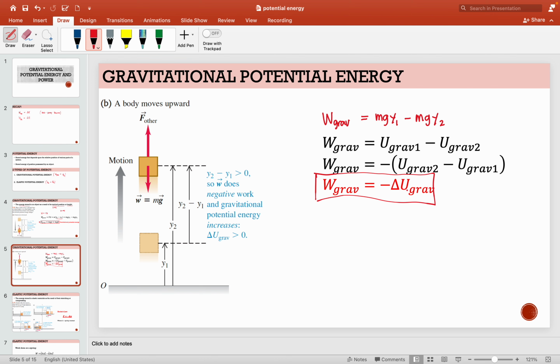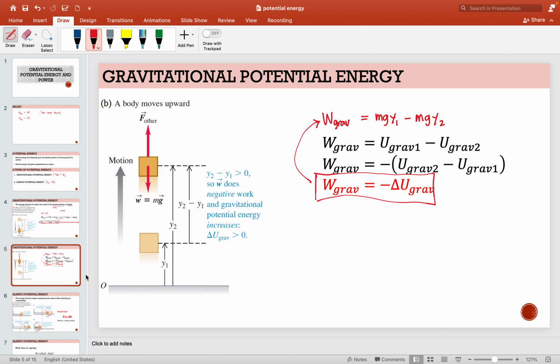So, that's why we have the final value of the gravitational potential energy minus the initial gravitational potential energy, so we can have the change in gravitational potential energy. So the work done by the gravitational potential energy is just equal to the negative of the change in gravitational potential energy, which is still this one.